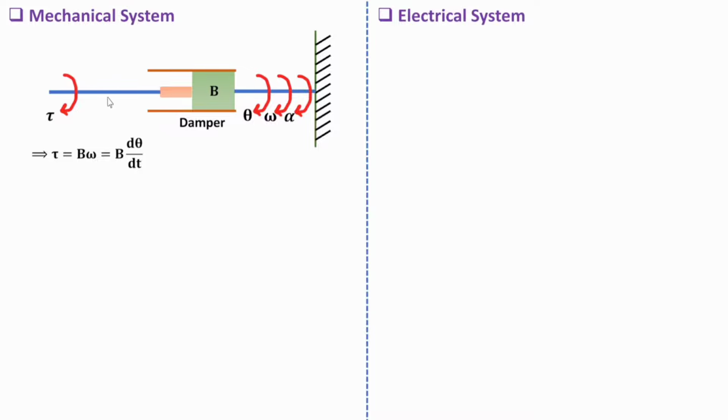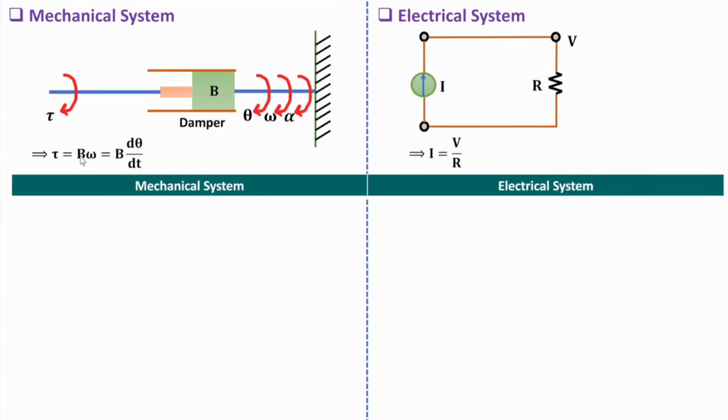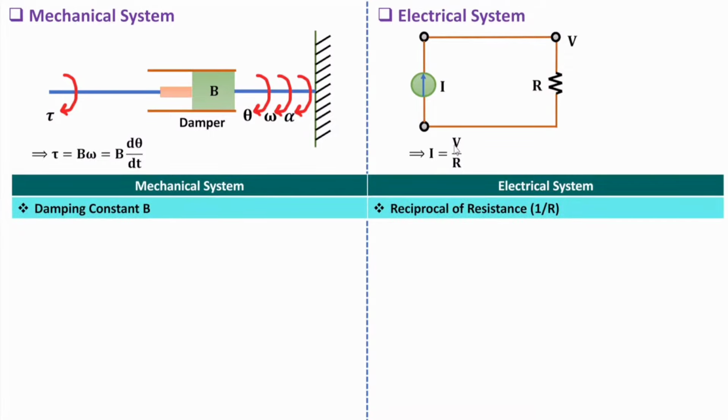Now let us compare this damper with the resistive element in the electrical system. Here we have input, that is current I, resulting in voltage across resistance R. So current I is equal to V divided by R. If you compare this equation with the previous equation, omega is equivalent to voltage V. So one can say the damping constant B is equivalent to the reciprocal of resistance, 1 by R, right?